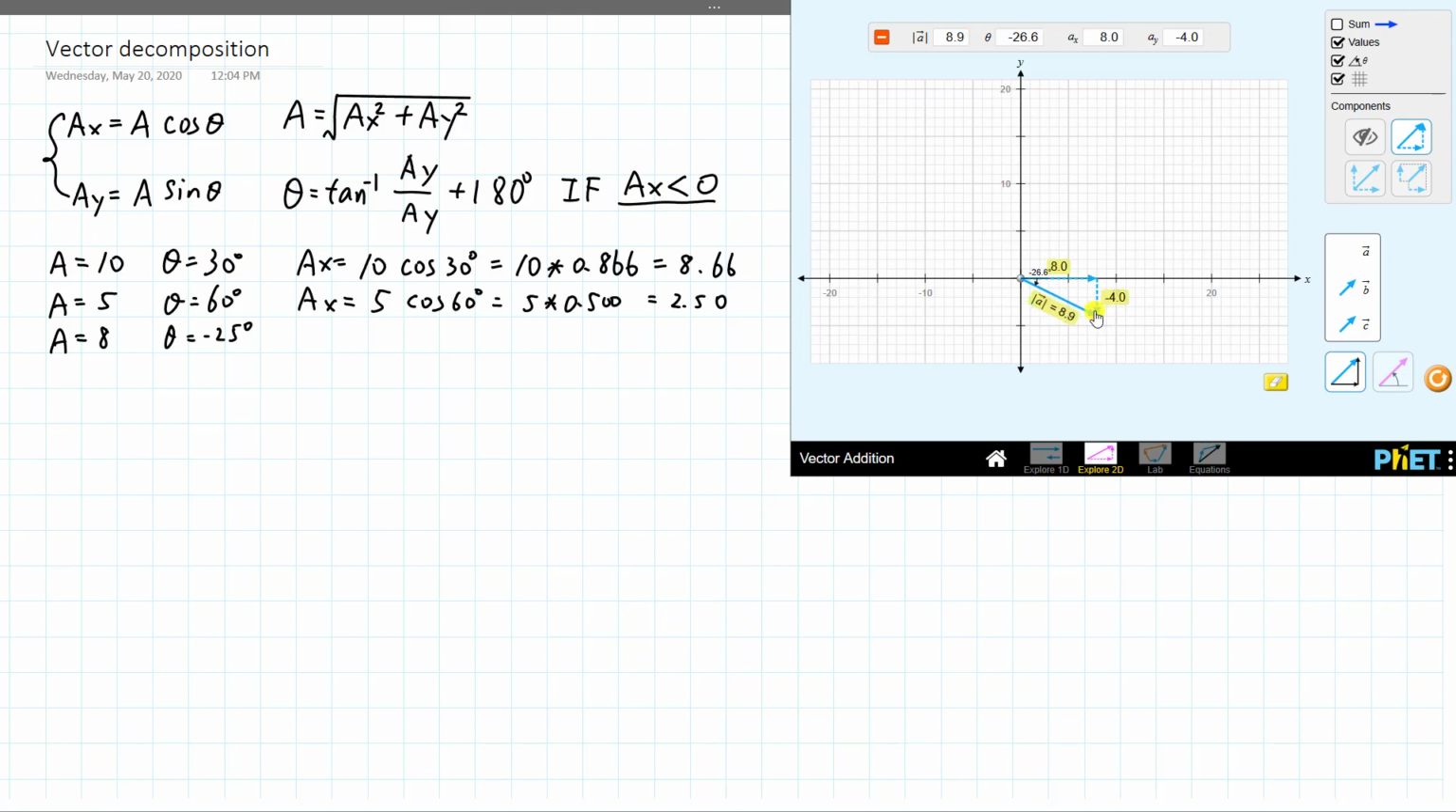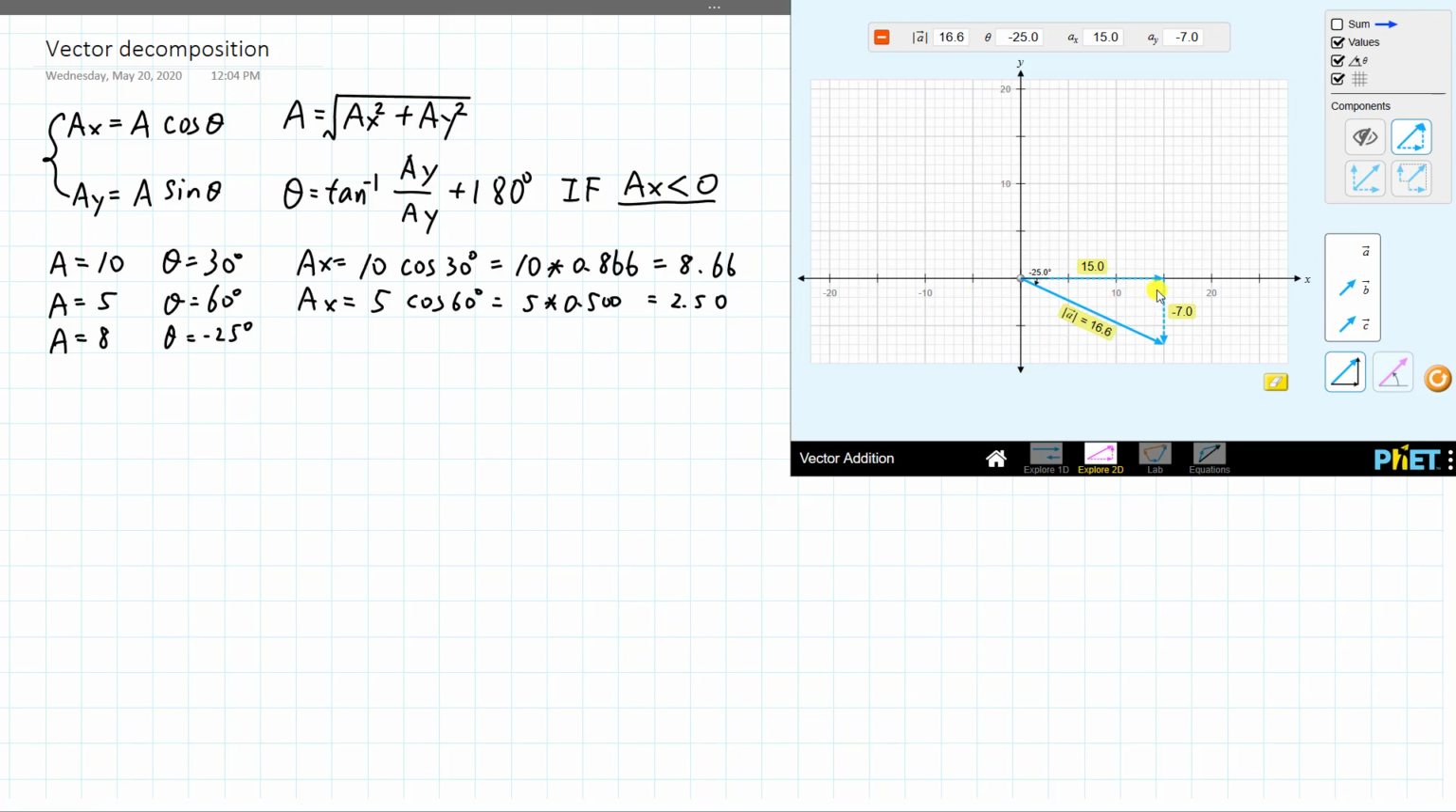I don't really know if I can do that. Anyway, so the negative angles are below the x-axis. You can go up to negative 90 and negative 180. Alright, so that's what the negative angle means.